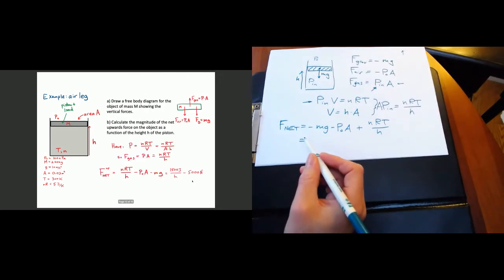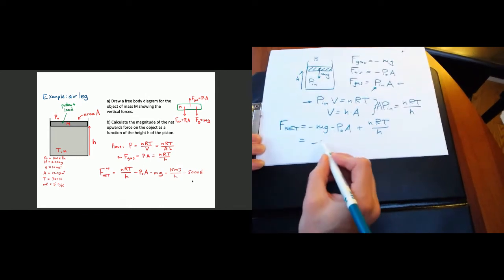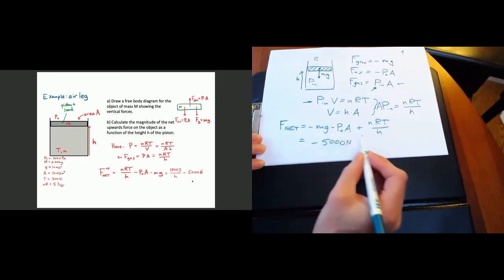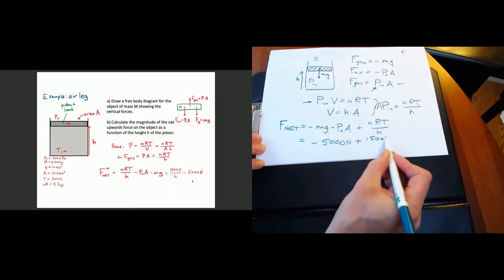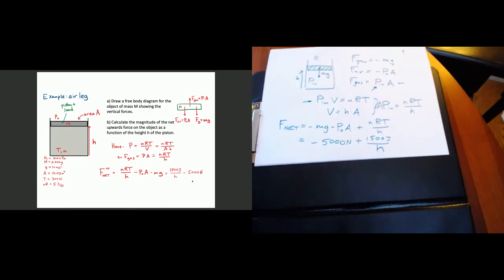We can go ahead and plug in the numbers that are given in the question. I actually do this on the next slide. It works out that we get minus 5,000 newtons once we combine those first two terms. That's a constant, plus 1,500 joules over H. Okay, so that's the first step. This is usually the hardest step of the problem, just figuring out what are all the forces and how they depend on the location of the piston.